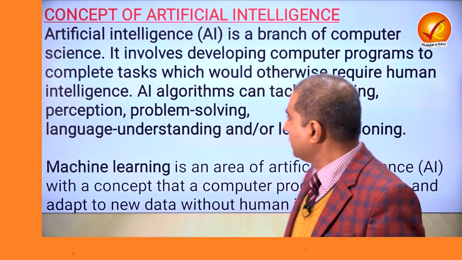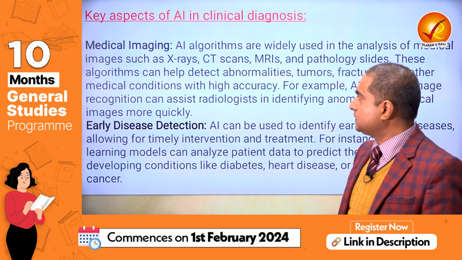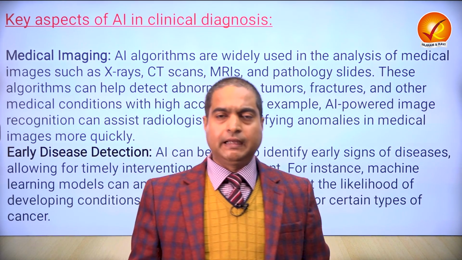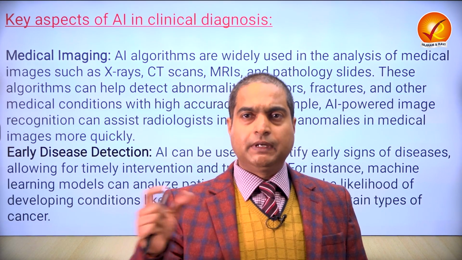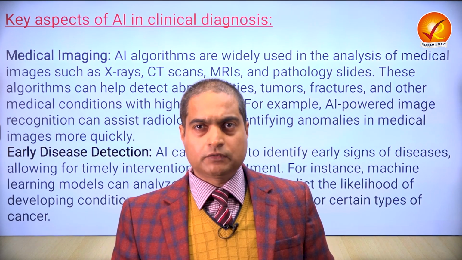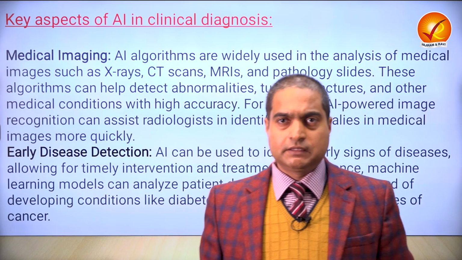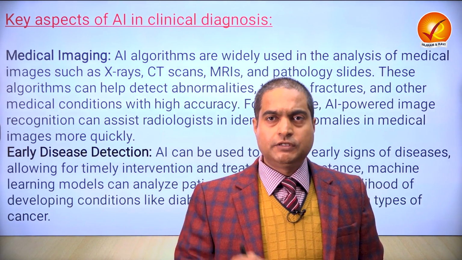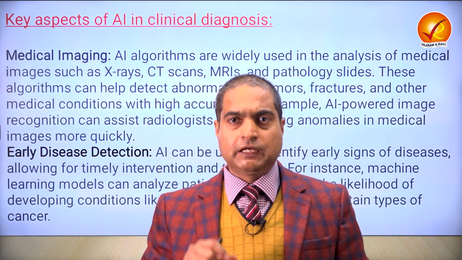Now, one of the key aspects of AI in clinical diagnosis is medical imaging and early disease detection. When we go for any type of medical diagnosis, for example X-ray, CT scan, or MRI, it is interpreted by the radiologists, followed by differential diagnosis by the concerned physician. Artificial intelligence in the form of machine learning can also identify changes in the pattern of the data. These changes can identify the hotspot of decision making. That is the valuable aspect of AI.